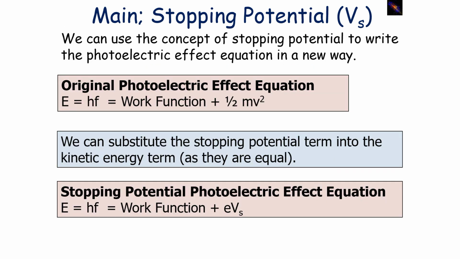So now we can say our original equation was E = hf = work function + ½mv². So now we can sub out that kinetic energy term of ½mv² and sub in our stopping potential term as they equal each other.